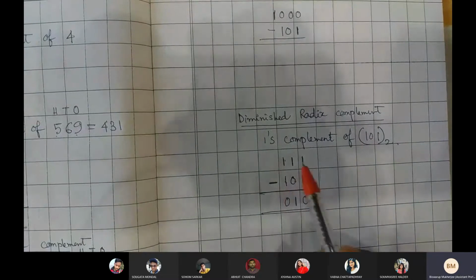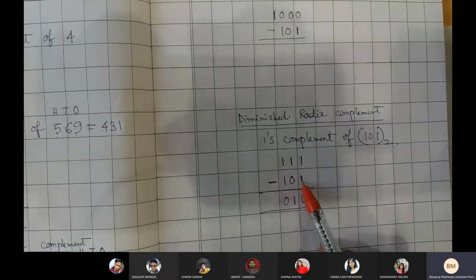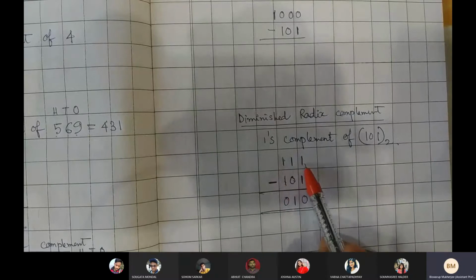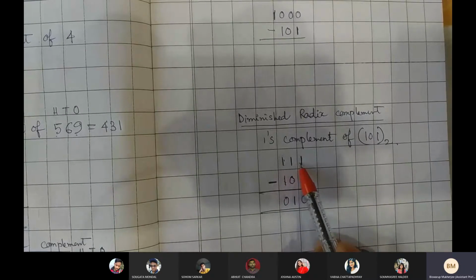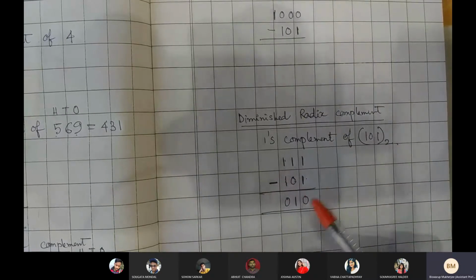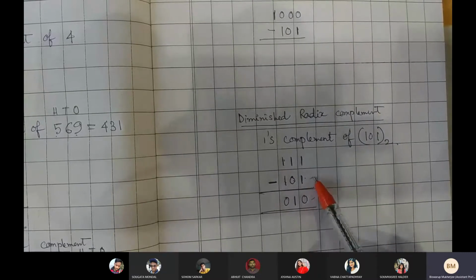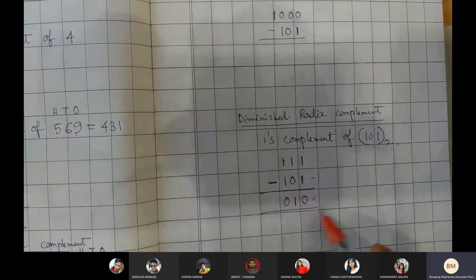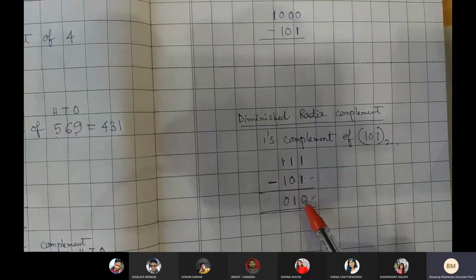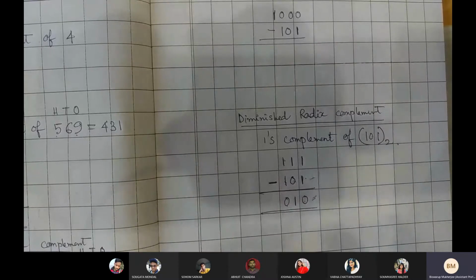So the process is the same. If it is a 3-bit number, what is the highest value in 3 bits? That is 111. Subtract from there and you'll get the answer. Now, if you look at these two, you can see that 1 is converted to 0, 0 is converted to 1, and 1 is converted to 0. That is the benefit. You need not subtract, you just get the opposite value. That would be directly the ones complement.